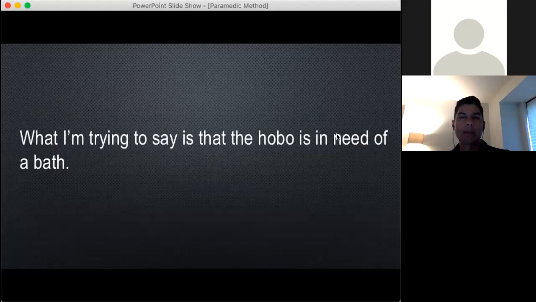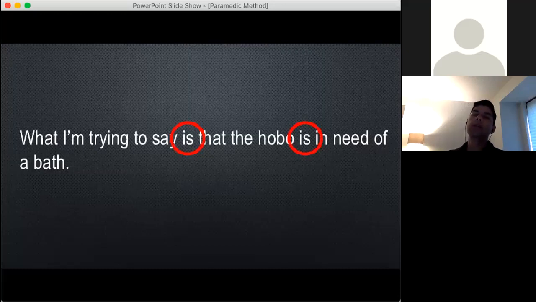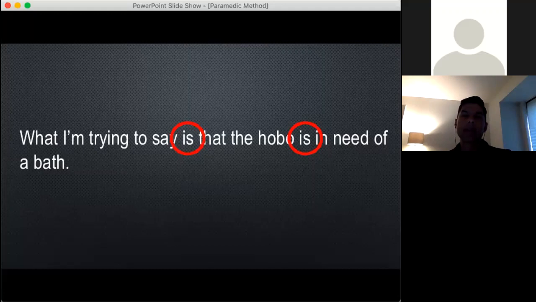Pretty simple, right? This one's pretty simple, so we find these two. Now that we know we found the is forms, let's get rid of them and revise it for conciseness.